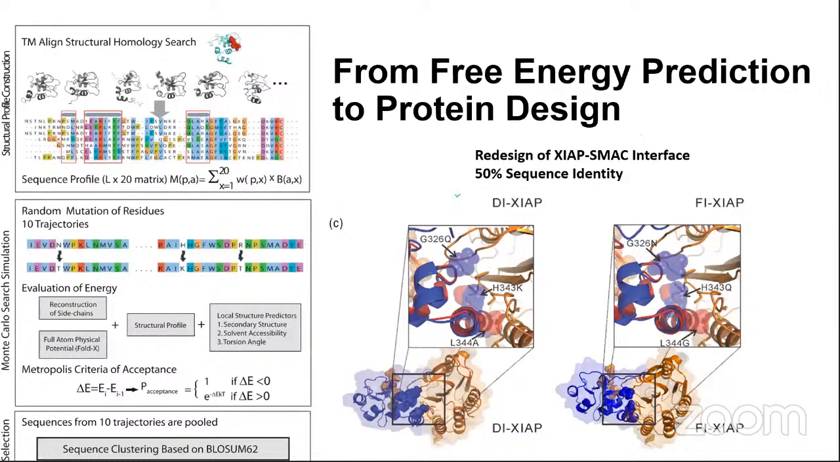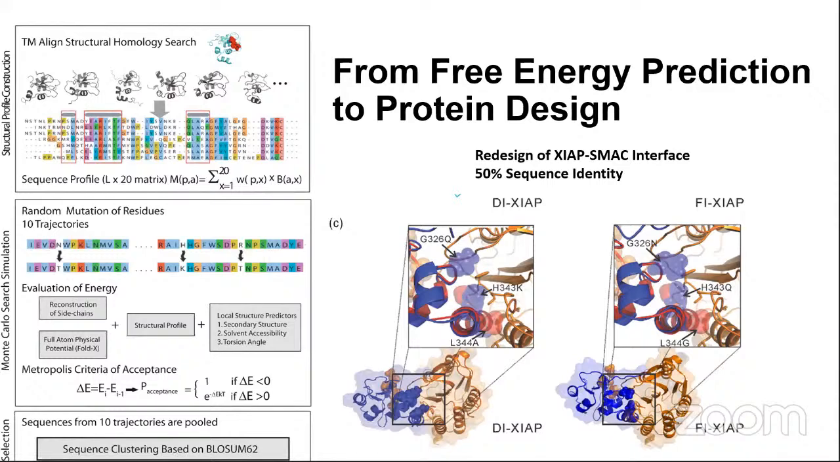What it then allows you to do is use it not just to predict the response of proteins' binding to mutations, but to actually design new ones, which is basically taking the process and iterating it over and over, doing kind of a random search, or not quite random, of amino acids at each site. Here's an example where we have a protein complex whose structure we knew, XIP and SMAC, which is an important protein involved in apoptosis and cancer, and we redesigned it so it had only 50% identity to the original sequence.